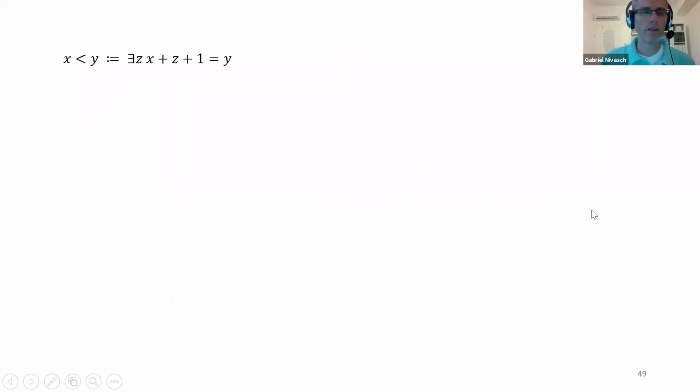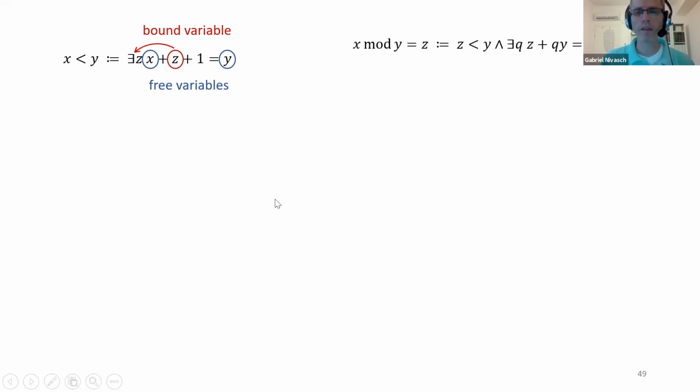And you can express all kinds of notions. For example, x less than y: you can say there exists a z such that x plus z plus 1 equals y. Here you have a formula in which x and y are free variables, and z is a bound variable because it's bound to this quantifier. And you can represent x mod y equals z by some kind of formula that has x, y, and z as free variables.